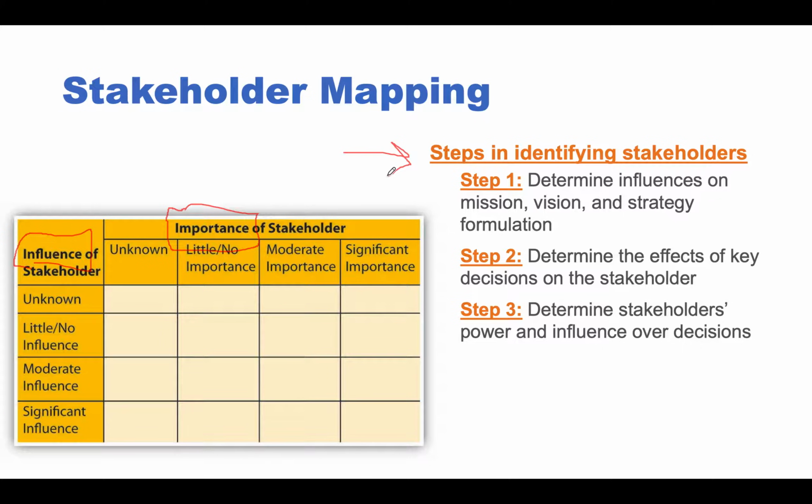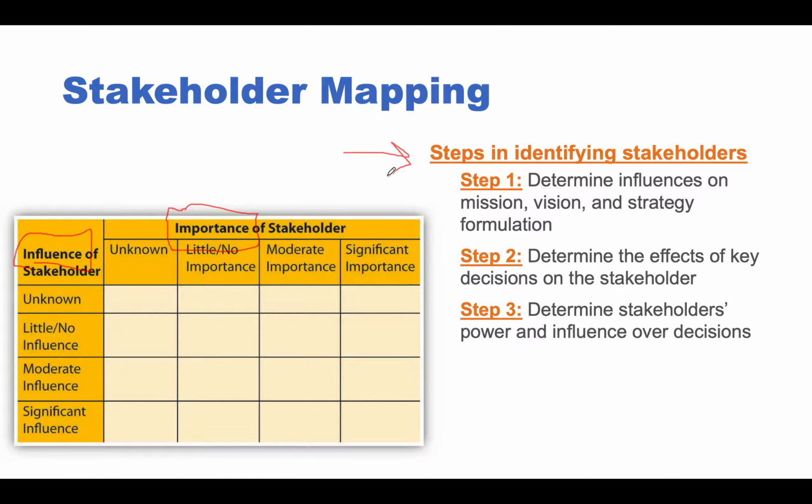The first one being determining the influences of the stakeholder on mission, vision, and strategy formulation. So one way to think about how important the different individuals or groups are that is a stakeholder or could be a stakeholder is to think about the impact that they would have on our strategy. So these would be the groups or individuals that we should consult, right?